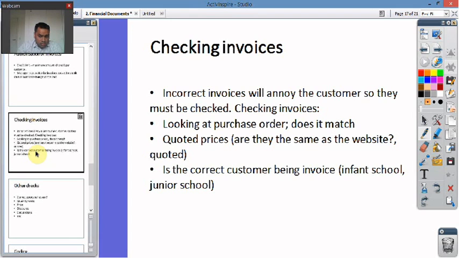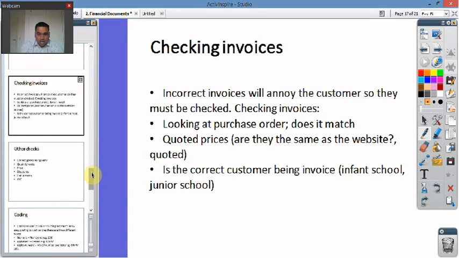Sometimes, I've worked for an infant school and a junior school before, and at the junior school we used to always get invoices for the infant school. The majority of the name is the same, but the last part says infant school or junior school, so they're not the same school. And it's very annoying when you receive an invoice that's meant for the other school. So make sure that you're doing checks.